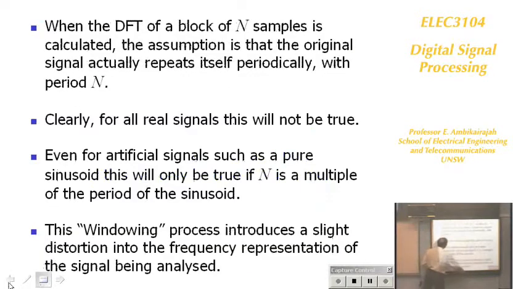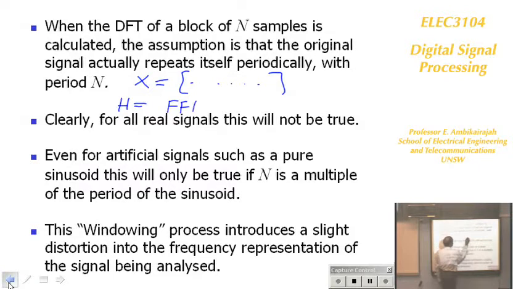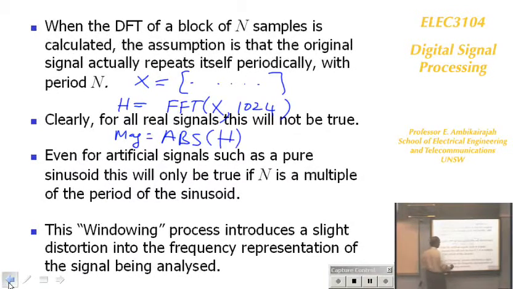using MATLAB commands. For example, you create a signal, some value of X, and then you say H is equal to fast Fourier transform of X, with 1024 points if you want, and you say magnitude is equal to the absolute value of H. That gives you the magnitude, and then phase is equal to the angle of H, and that gives you the phase. Very simple in FFT.